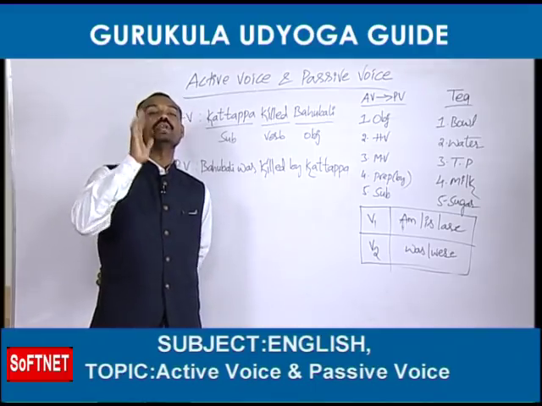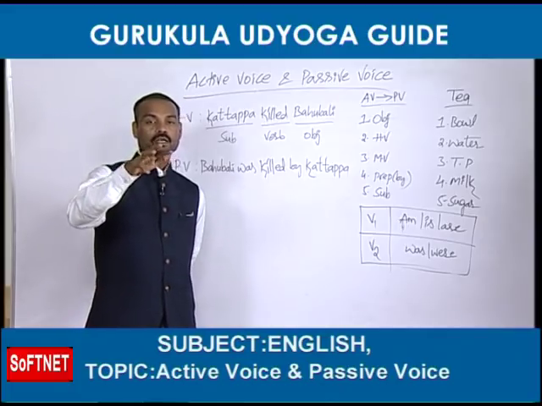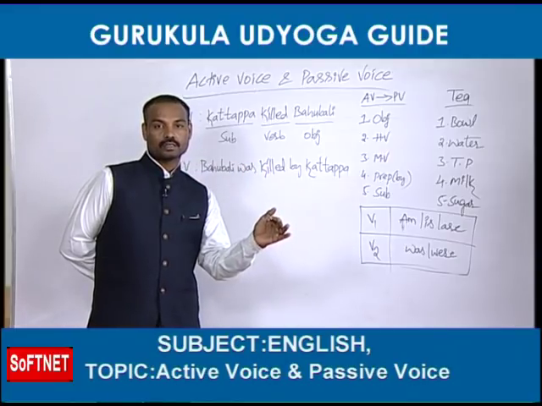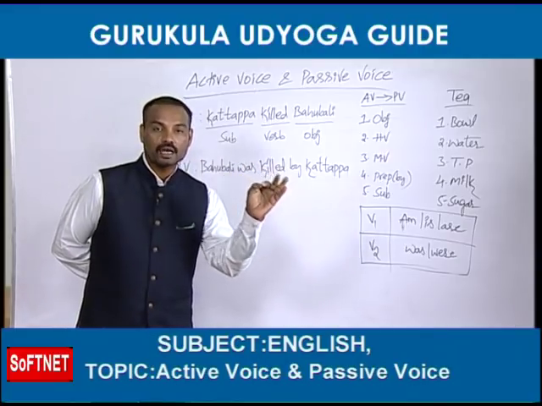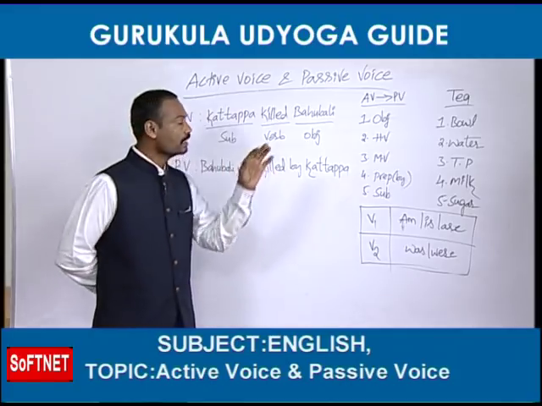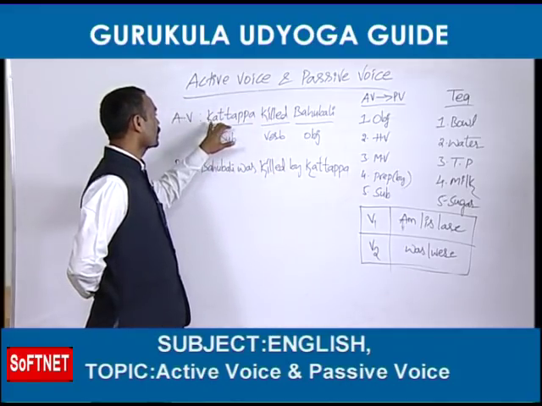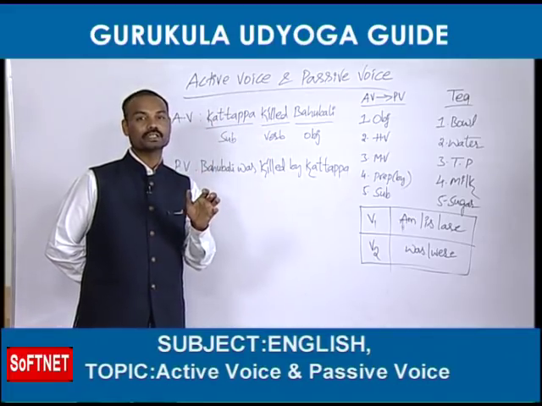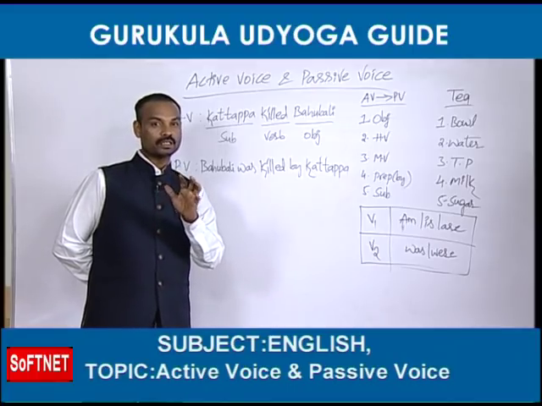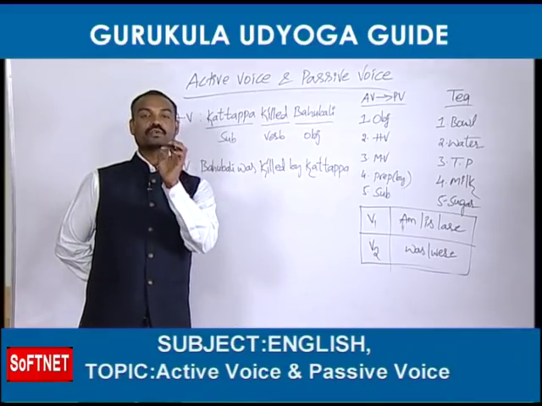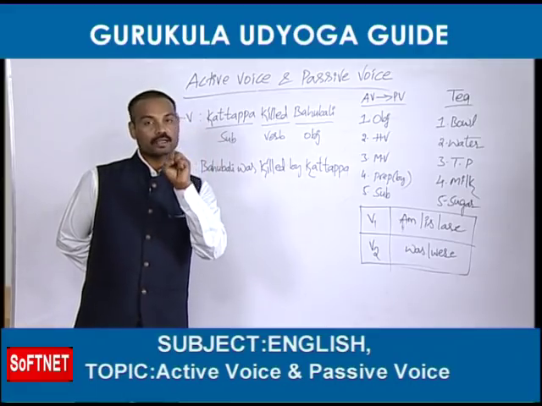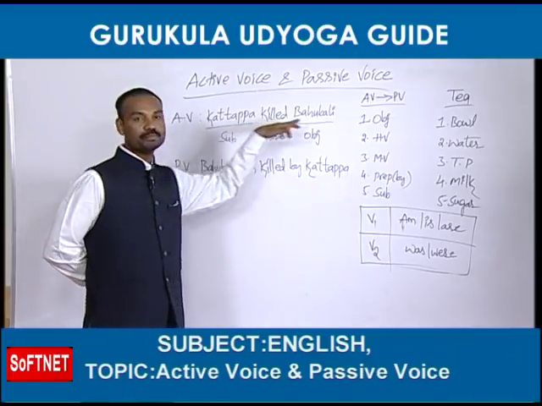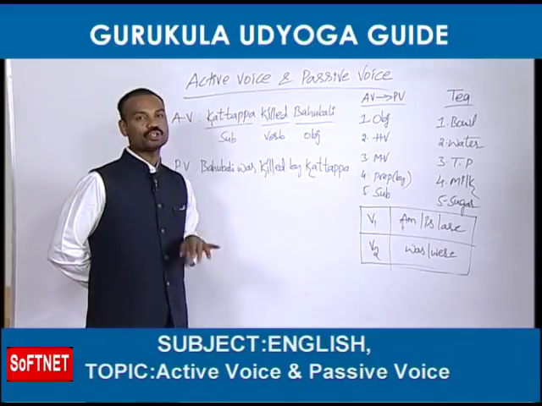Subject means doer, doer of the action, a person who does the work. That person is called the subject. Here, who has done the work? Kattappa killed Bahubali. Killing is a work. Who did this work? Kattappa did this work. So, whoever does the work, that person is called the subject. If any sentence starts with the subject, that is called active voice. Okay? It has been proved that it is in active voice.